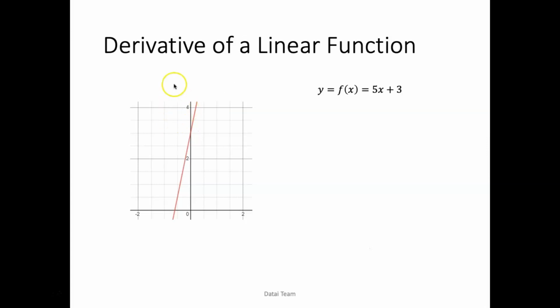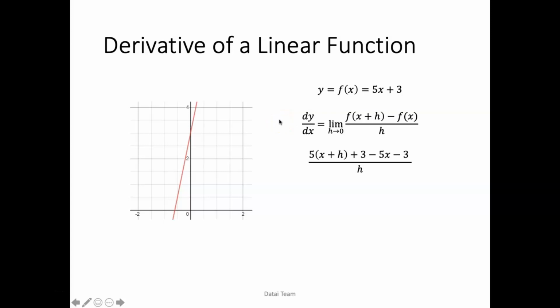And now let's apply this formula on this linear function. We have y is equal to f of x is equal to 5x plus 3. We have dy/dx, or the derivative, and we have our formula, and then we just write our formula here. Instead of x, we put 5 times (x plus h) plus 3 as this function here, and this is just regular x, so negative 5x negative 3 over h as h approaches 0. And don't worry about this h here.